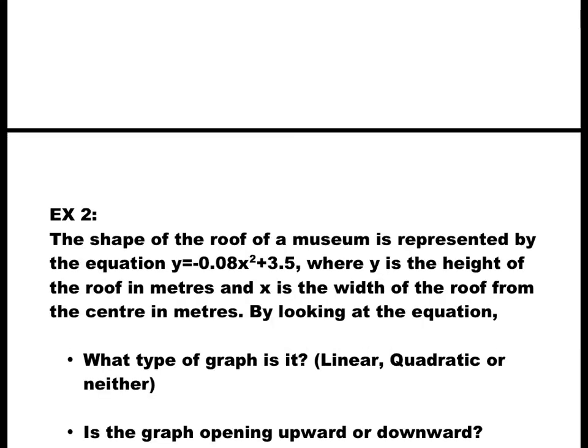Example number 2 is the following. You have a roof which is in the shape given by the following equation. Y equals negative 0.08 x squared plus 3.5, where y is the height of the roof in meters and x is the width of the roof from the center in meters.